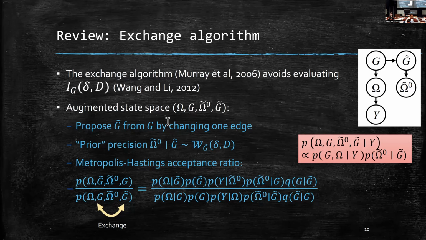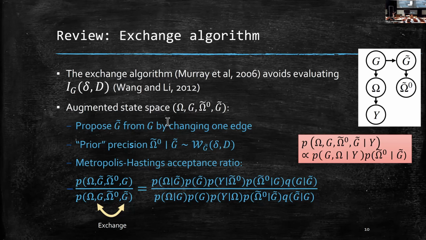Basically, this augmented space has the correct marginal that you're interested in, which is P of G given Y. Since you work on this augmented space, the posterior probability distribution of the augmented space is proportional to P of G, omega given Y times P of omega tilde given G tilde, because this auxiliary variable is basically drawn from the prior. Now, when you calculate the acceptance ratio for your proposed state G tilde, you just swap G tilde and G, okay? And you basically get that expression.